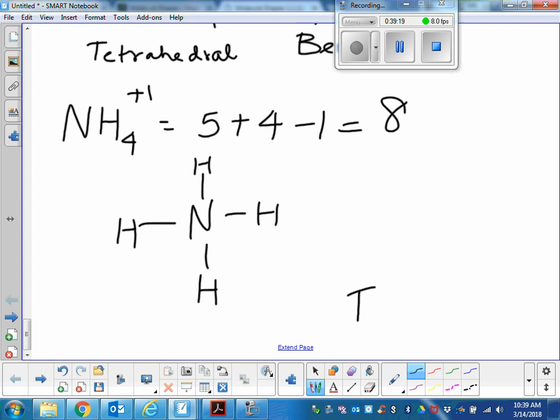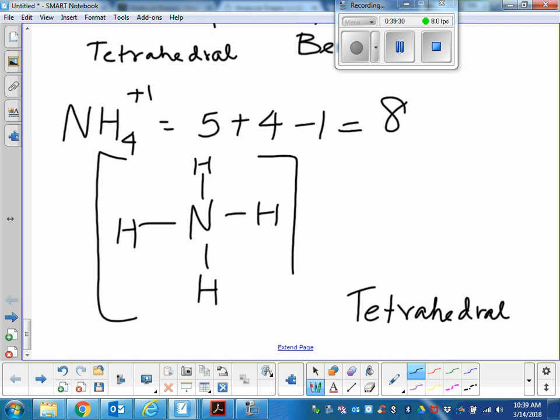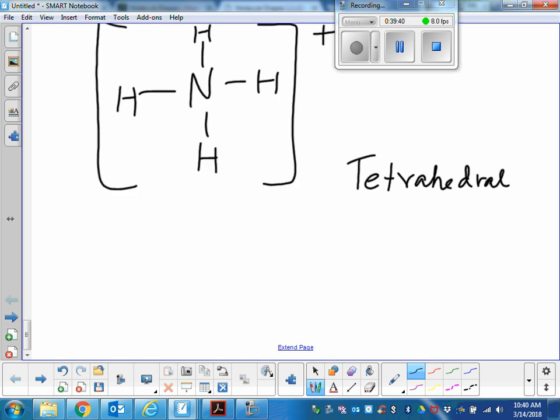Okay, so the shape will be what? 4 surrounding it, so it will be tetrahedral. And because this is an ion, there is one more aspect of it that you will have to follow. You'll have to put a square bracket around it and say it's a +1. Can my kids try phosphate and draw the Lewis-Dot structure of phosphate?